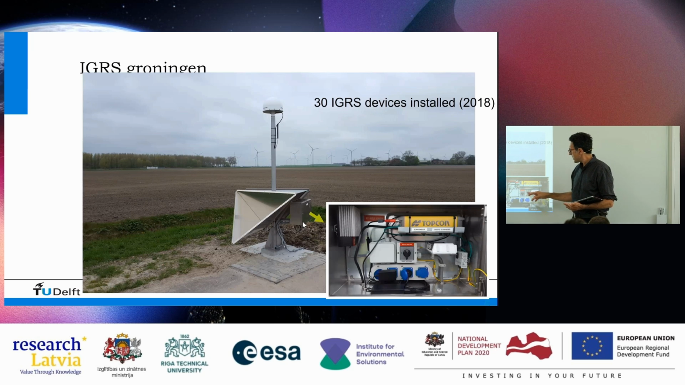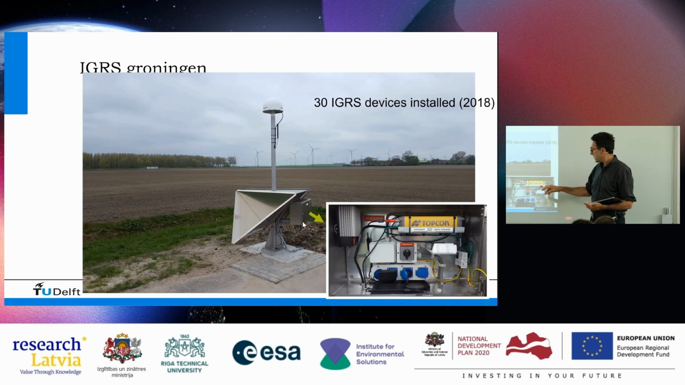Inside there is a little cabinet, so the radar reflections are passive. They're just simple reflectors. And here we have then the GPS receiver and a modem and power supply and so on, and a little bit of heating.